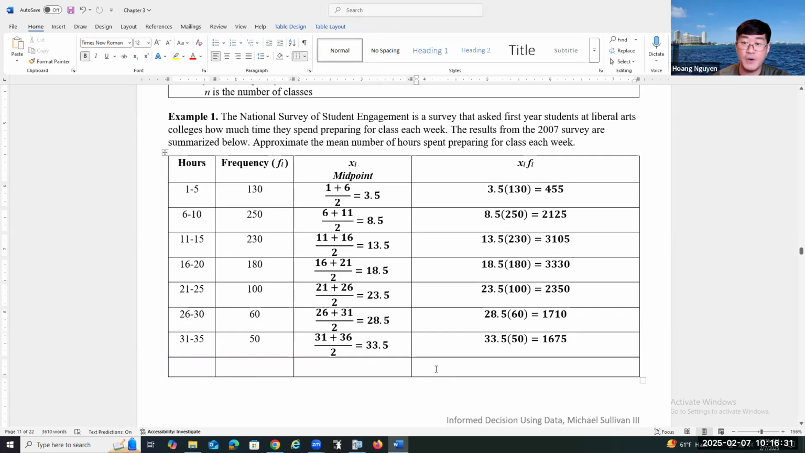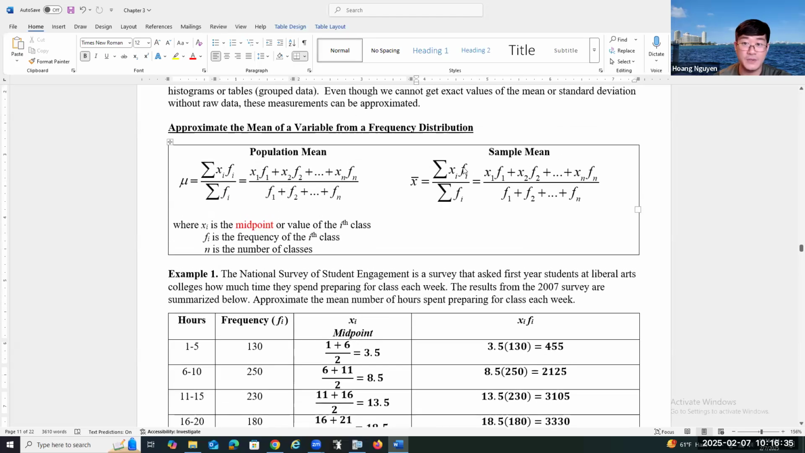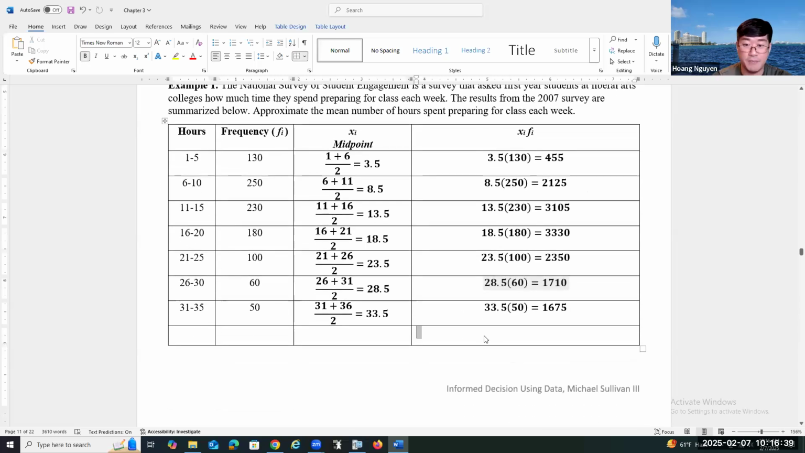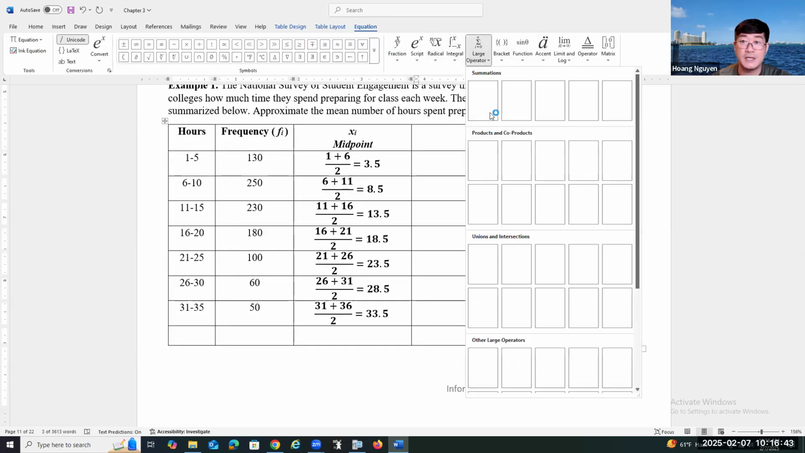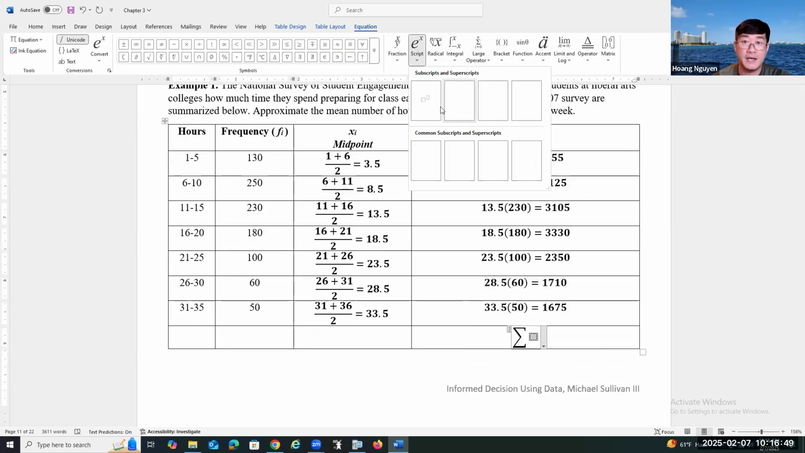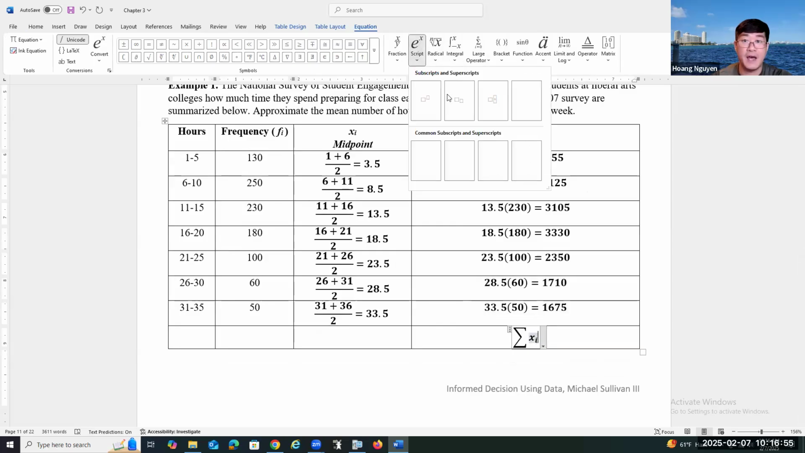Now we need to get the total for all of this calculation right here, right? What's going to be the numerator? So the summation of xi times fi. Let me put that notation right here. So this is going to be the summation of xi times fi.